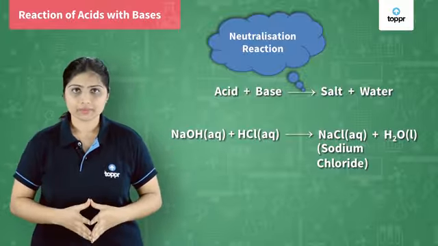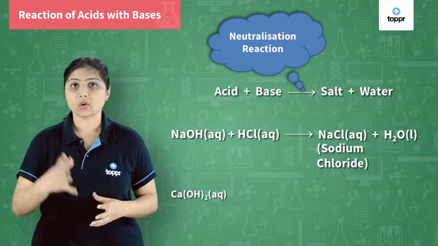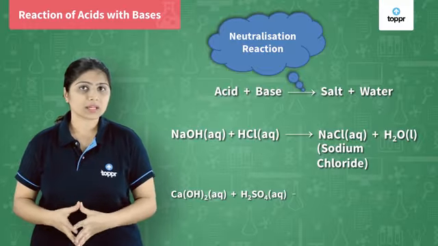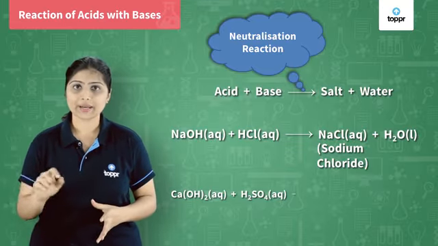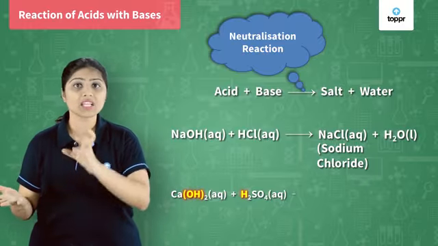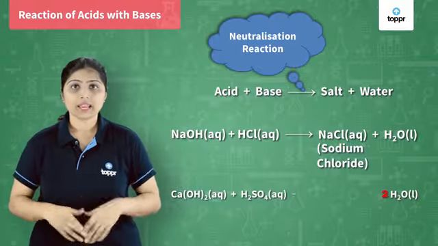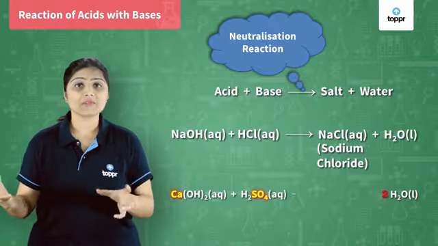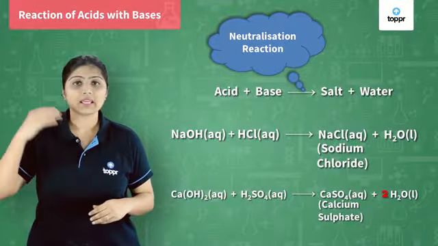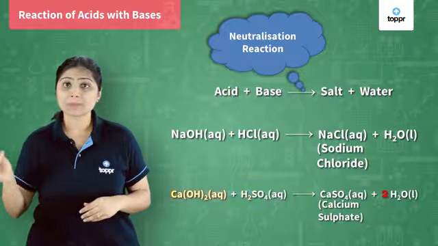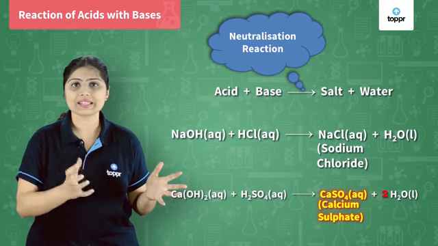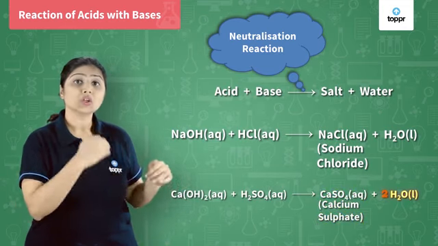Let's take one more example. Suppose we take calcium hydroxide and we add sulfuric acid to it. So our reaction becomes Ca(OH)2 plus H2SO4. Now here OH from calcium hydroxide and H from the acid form water, and the remaining part, that is calcium and sulfate, forms the salt. So the balanced equation becomes calcium hydroxide Ca(OH)2 plus sulfuric acid, that is H2SO4, gives calcium sulfate, that is CaSO4, plus 2H2O.